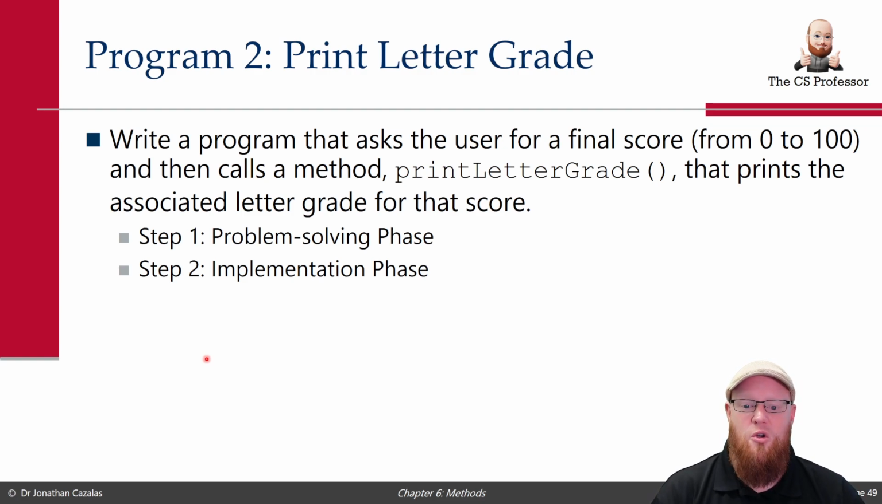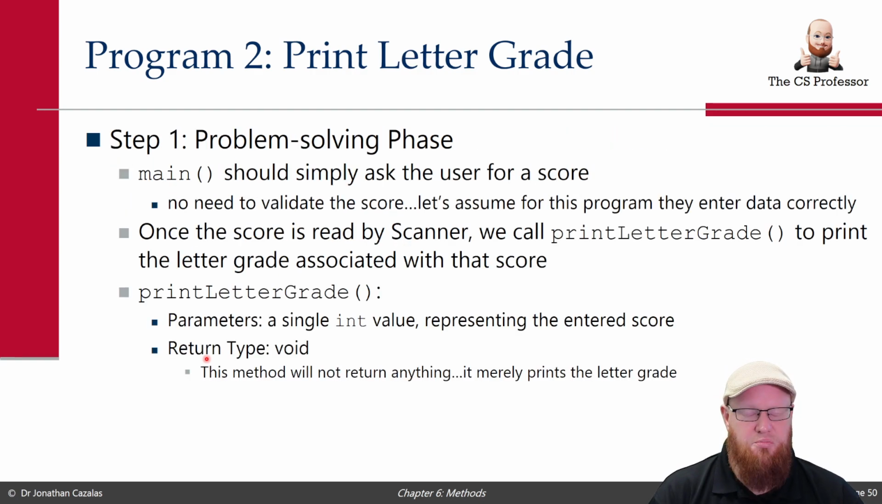So here we have a simple program, super easy. Print letter grade. Write a program that asks the user for a final score from 0 to 100, and then simply calls a method print letter grade that will print the associated letter grade for that score. So in the problem solving phase, we need to have a main. This main method is going to ask the user for a score. No need to validate the score. Let's just assume they enter correct data.